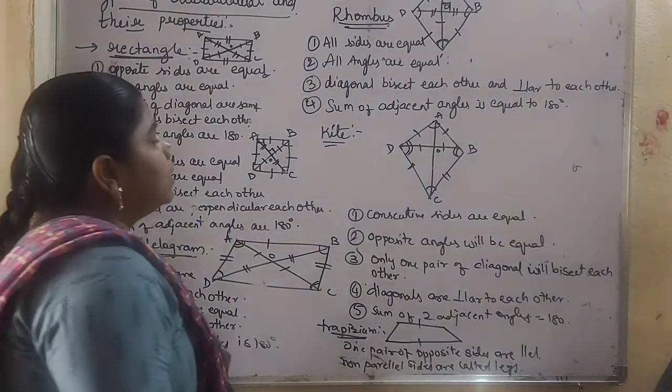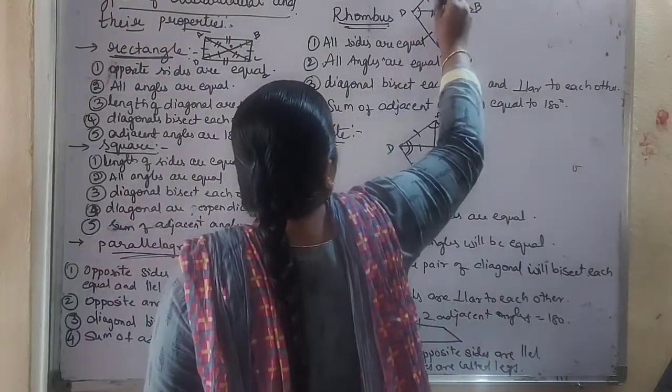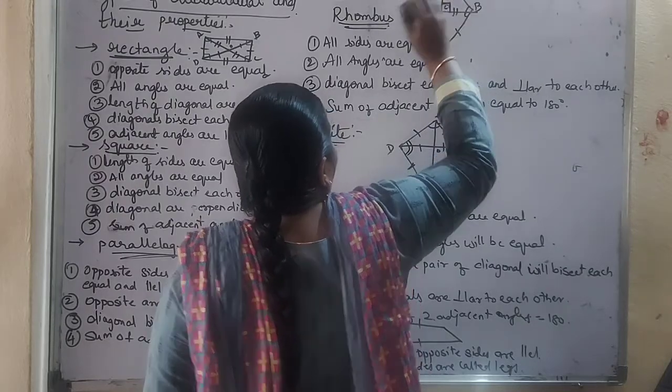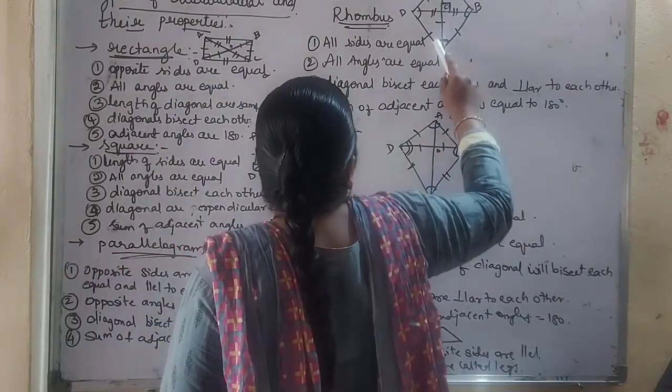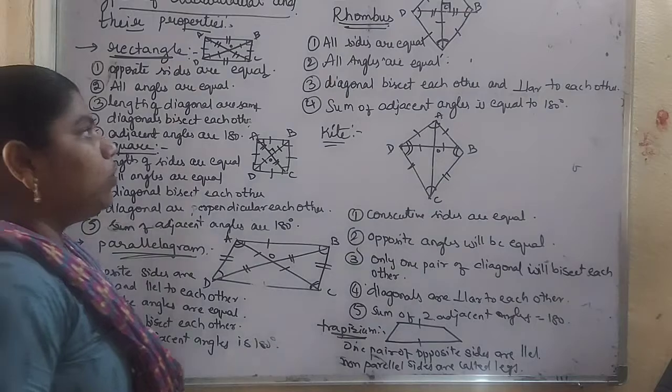Next is rhombus. In rhombus, same as square, all sides will be equal, all angles will be equal. Diagonals bisect each other and they are perpendicular to each other, and the last property is the sum of two adjacent angles should be equal to 180. So these are the properties of rhombus.